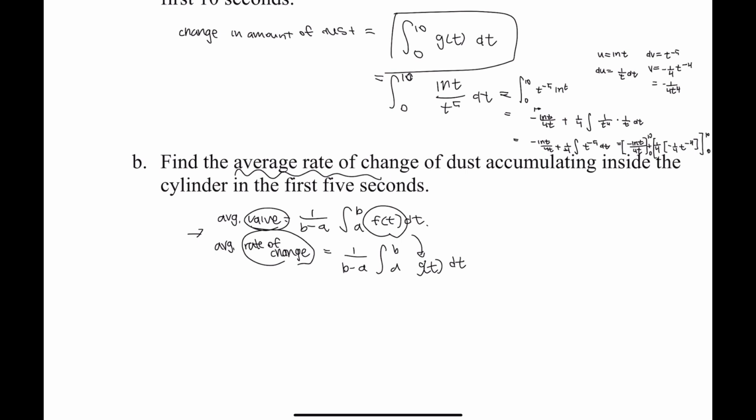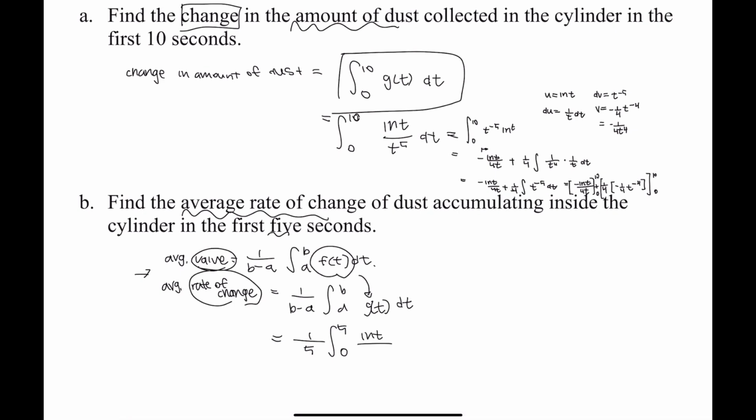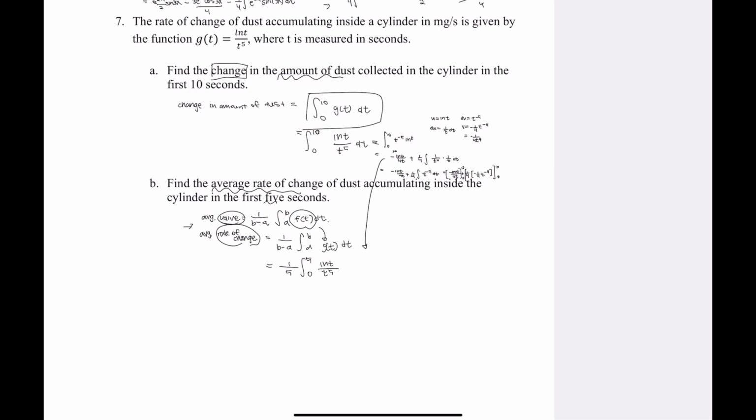So here, we're going to do the first 5 seconds. So 1 over b minus a, which is 5, times the integral from 0 to 5 of ln t over t to the 5th. We already got the antiderivative from integration by parts in part A. So just plug in 0 and then 5, and then divide that by 5 to get the average rate of change of dust. All these questions you can use graphing calculators for, so definitely use those, and I'm not going to walk through the graphing calculator portion.